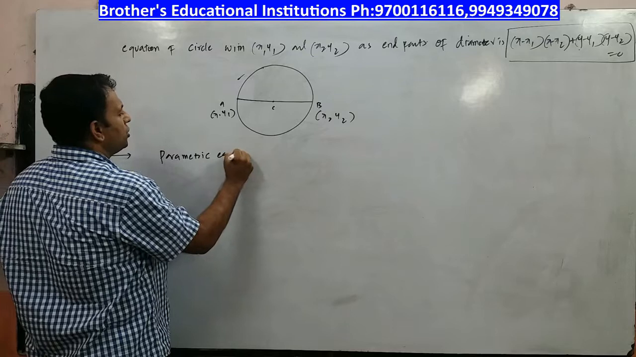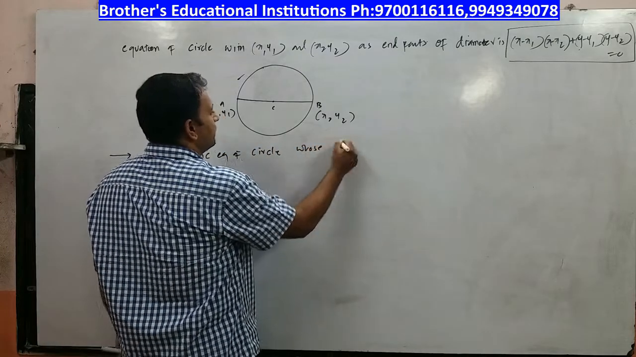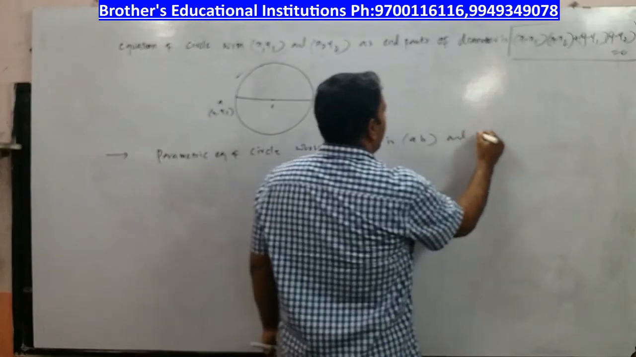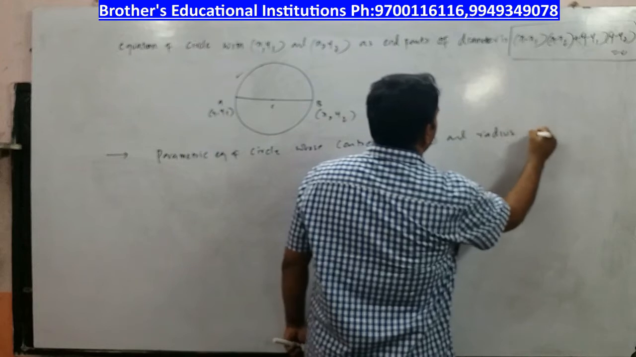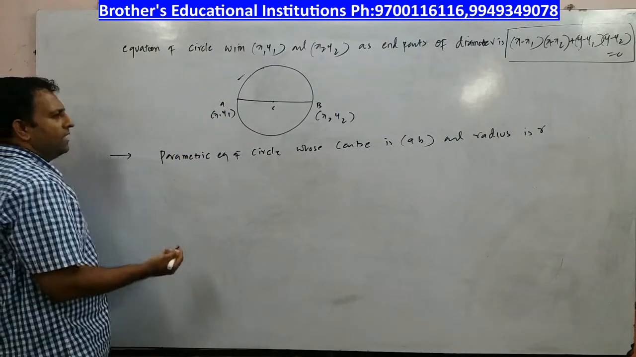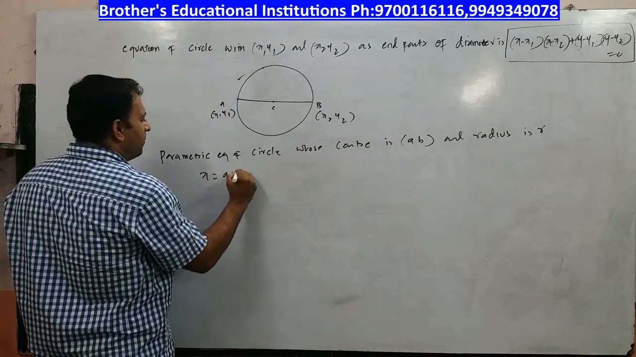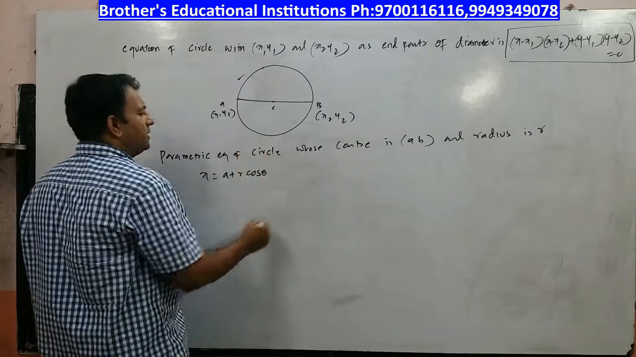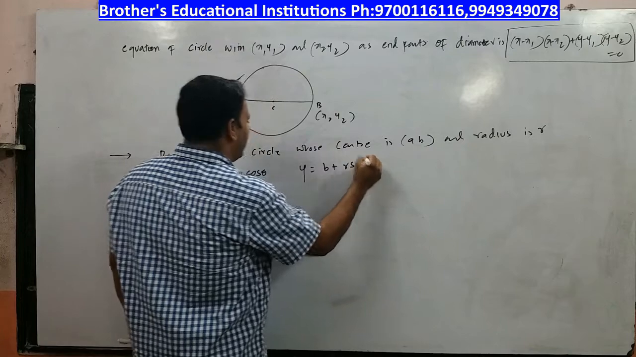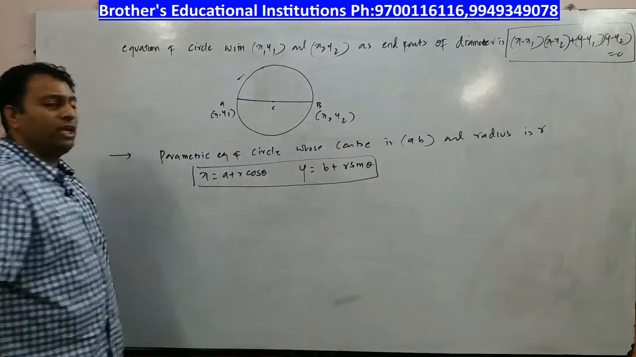Parametric equation of a circle whose center is (a, b) and radius is r. The parametric equation of the circle whose center is (a, b) and radius is r is given as x = a + r cos theta and y = b + r sin theta. These two equations together are called the parametric equations of the circle.